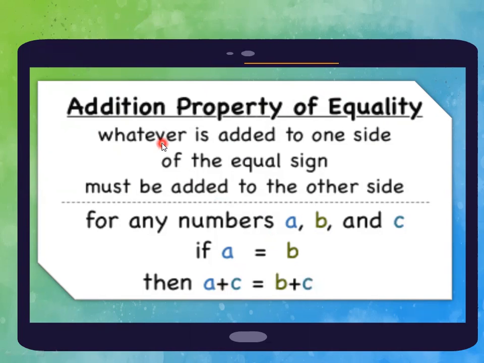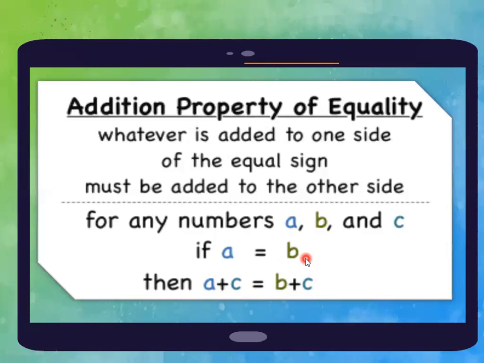So what does the addition property tell you? Whatever is added to one side must be added to the other side as well. Just suppose you write a plus b is equal to c, and you do not add this c here, so it will be wrong. So what is the addition property of equality? If you add one thing on the left side, you have to add the same thing on the right side as well. So this is the addition property of equality.